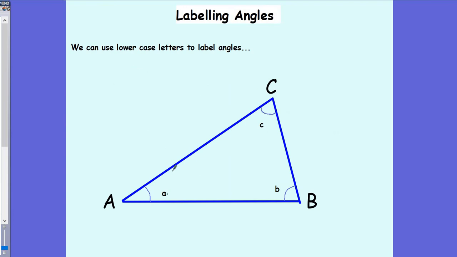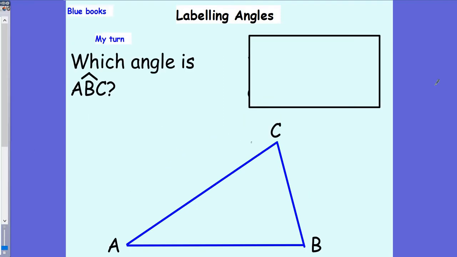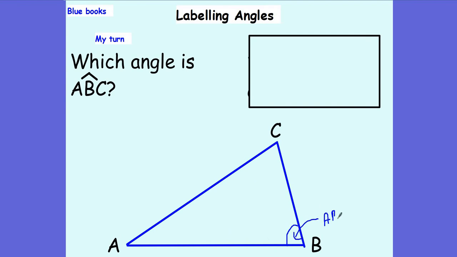So we can call angles using lowercase letters, and we've seen a lot of this, where we call this angle a, a little a, the angle at B we give a little b, and the angle at C we give a little c. The other way we can label angles is using this nomenclature. Nomenclature just means the way we write it. So I've got a triangle ABC, and I've been asked which angle is angle ABC. We look at A, that's where we start. We know we're going to go through B and up to C. So this angle here, going from A to B to C, we're going to call ABC.